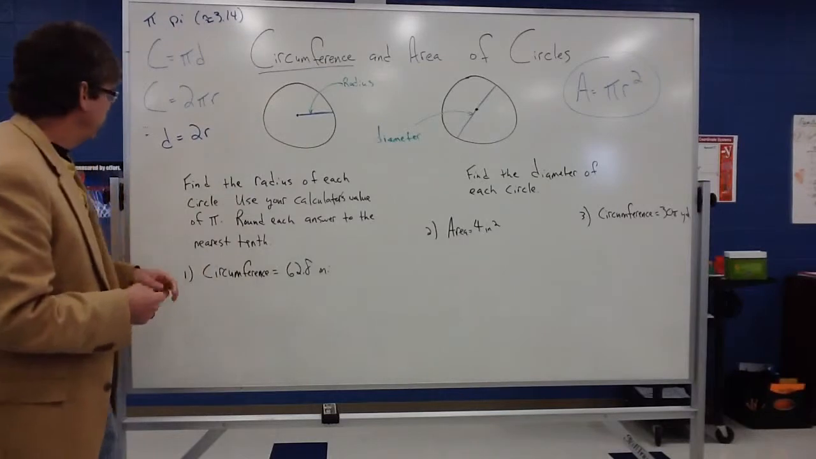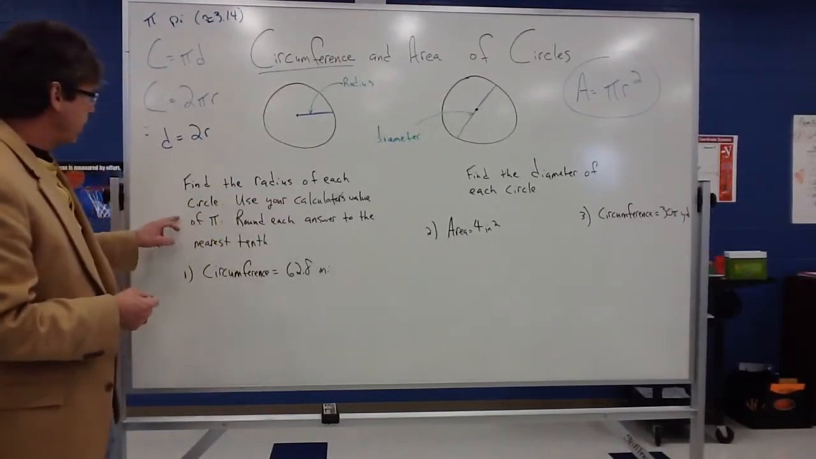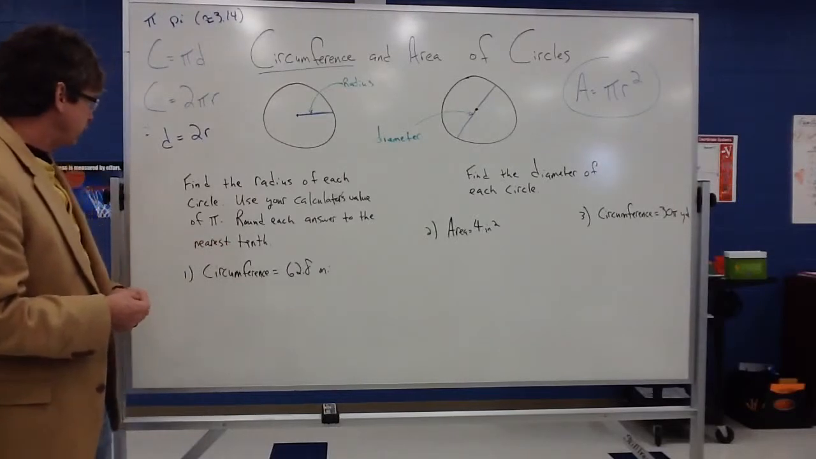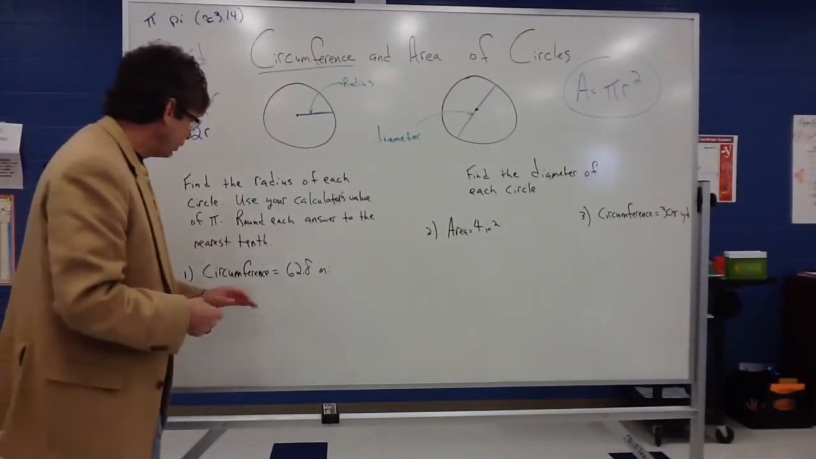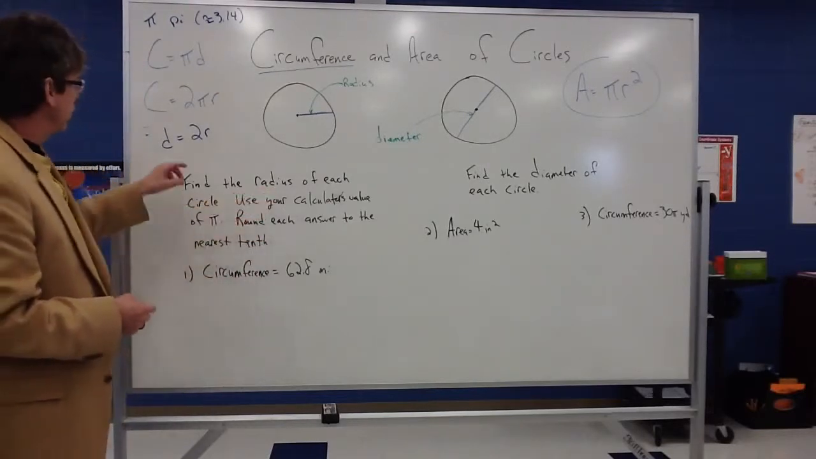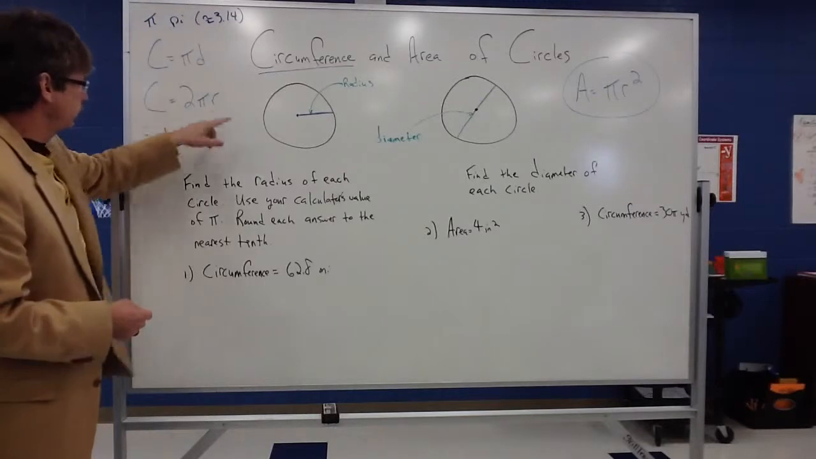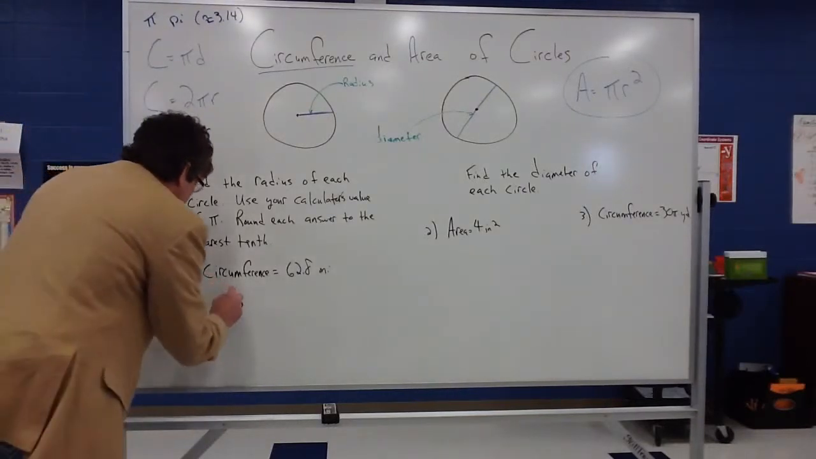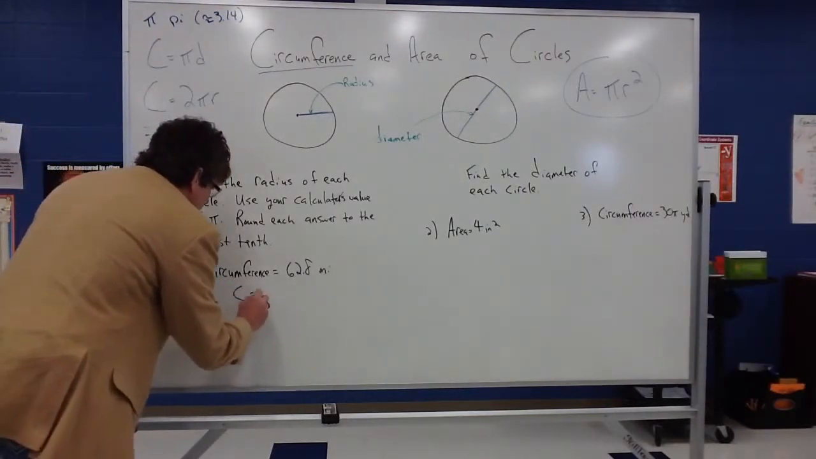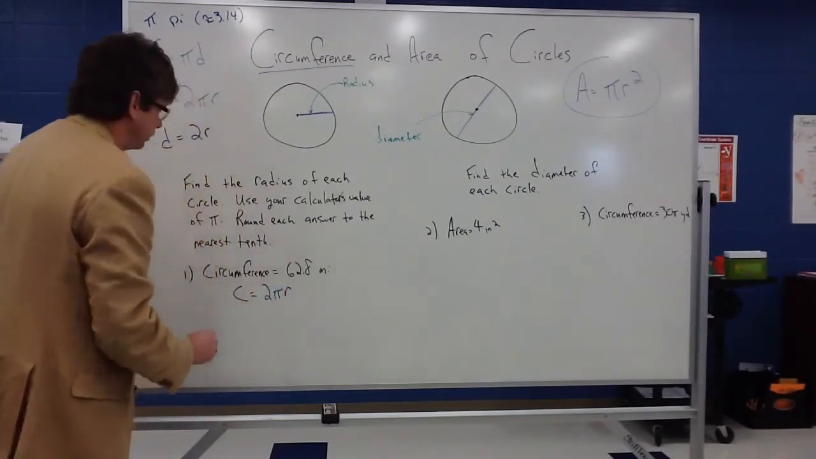So our first example is find the radius of each circle. Use your calculator's value of pi. Round each answer to the nearest tenth. So since we're doing circumference and we're looking for the radius, what I would suggest using is the formula that involves the circumference and the radius. So we write our formula down. C is equal to 2 times pi times the radius.